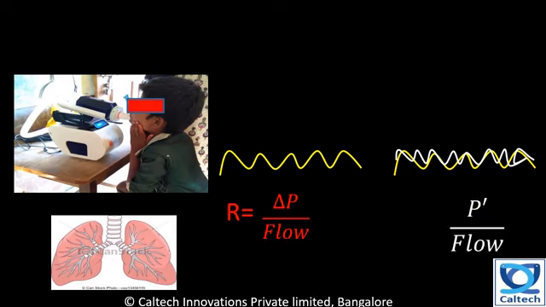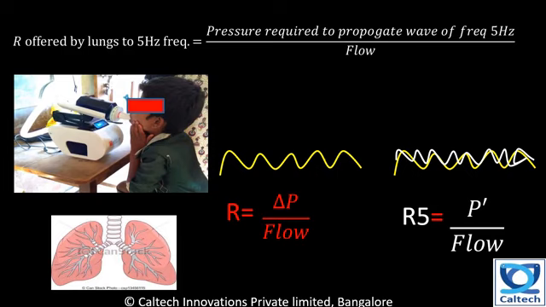When you send this frequency, there is a pressure change, say P dash, upon flow. Now this ratio tells you about the resistance offered by the lung for the frequency of 5 Hz. That is, the resistance offered by lungs to 5 Hz frequency is the ratio of pressure required to propagate a wave of frequency 5 Hz to the flow. Similarly, the resistance offered by the lungs to the 20 Hz frequency is the ratio of pressure required to propagate a wave of frequency 20 Hz to flow.